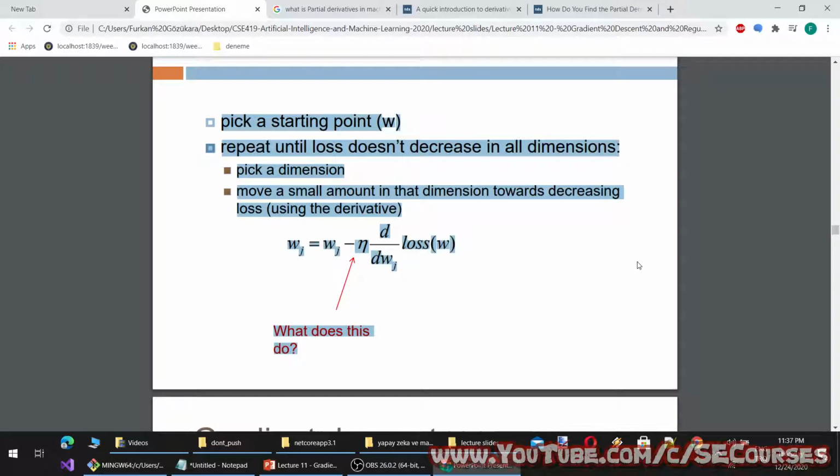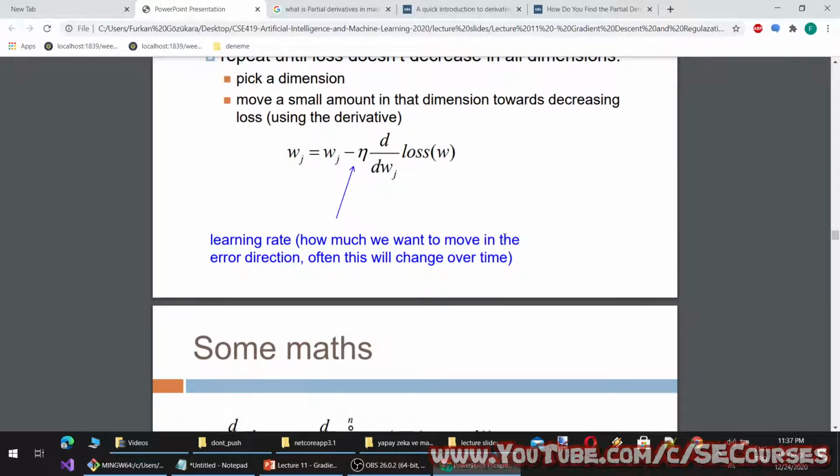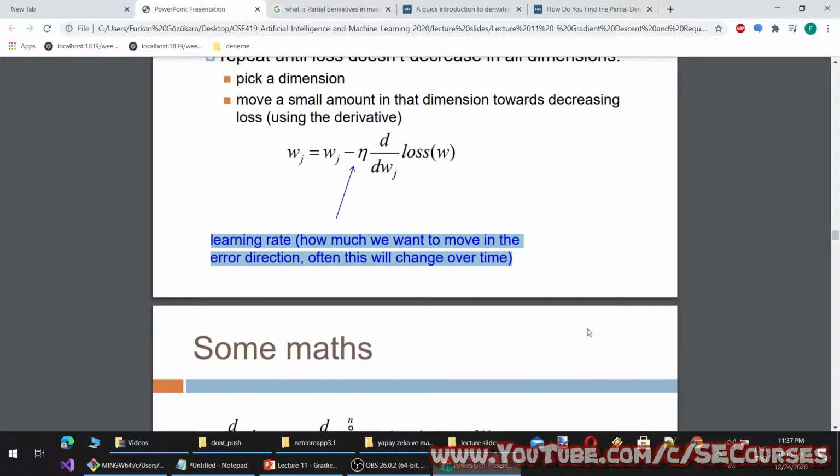Pick a starting point w, repeat until loss doesn't decrease in all dimensions. Pick a dimension, move a small amount in that dimension towards decreasing loss using the derivative. wj equals wj minus h d/dwj loss. What does this do? Okay. Learning rate: how much we want to move in the error direction, often this will change over time.